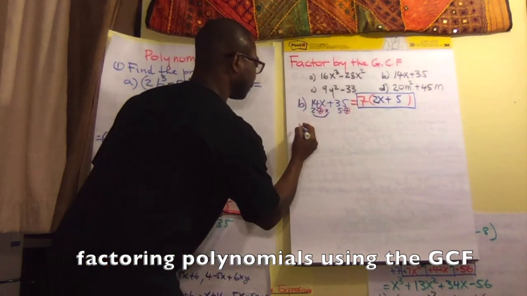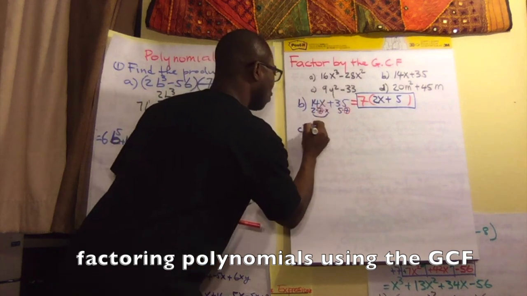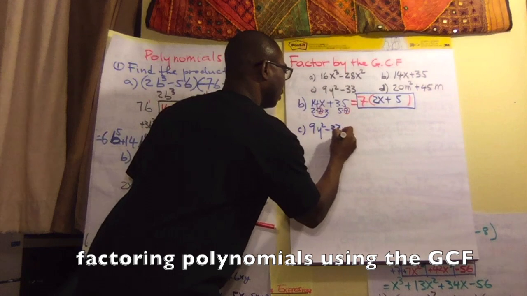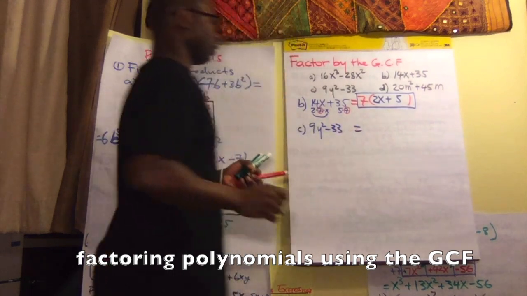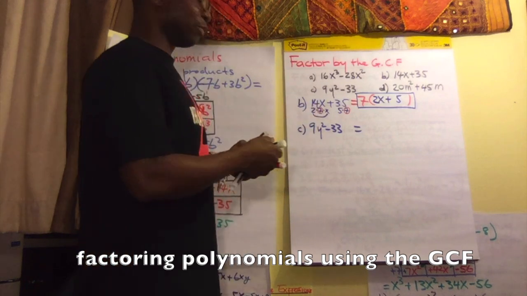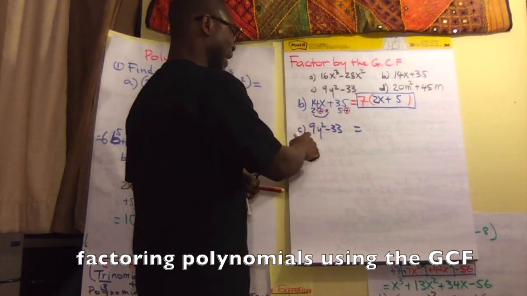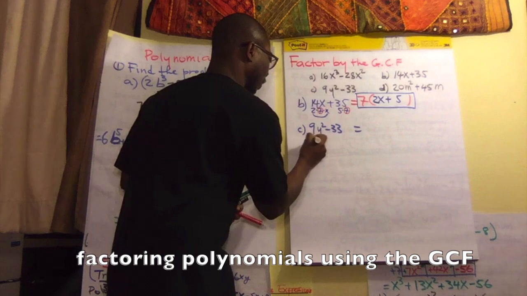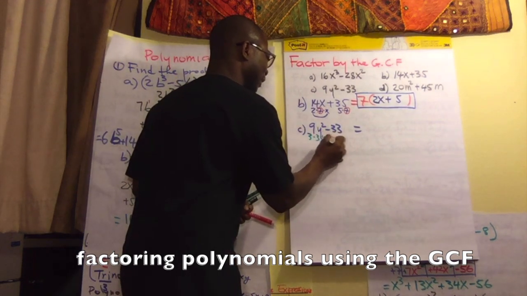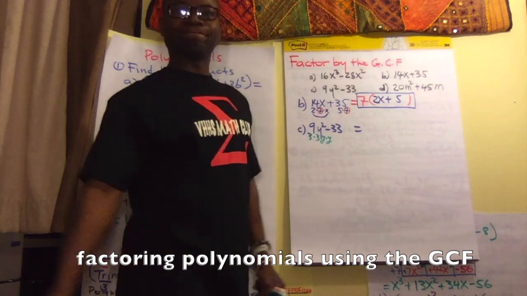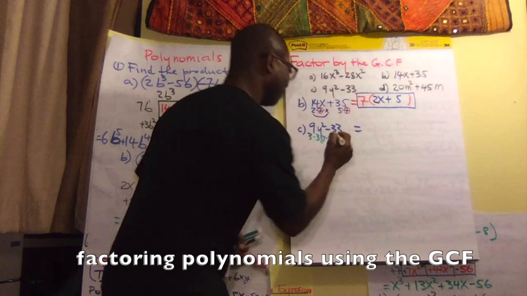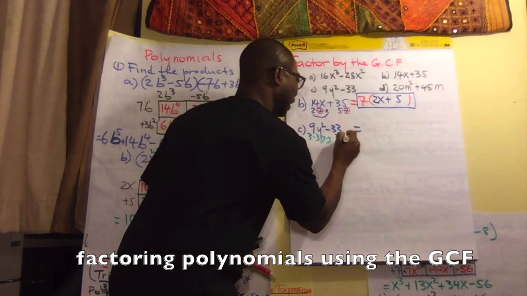Okay, let's look at C. C is 9y squared minus 33. Okay, we're going to do this in the same fashion. We're going to break it down, find the GCF, now that we know how to find it, because we know our multiplication. 9 is 3 times 3. Y squared is y times y. 33, how do we break that down? I know my multiplication table. It's 3 times 11.